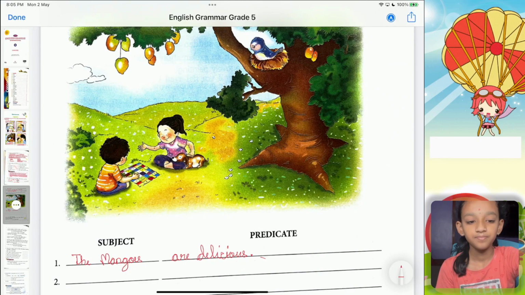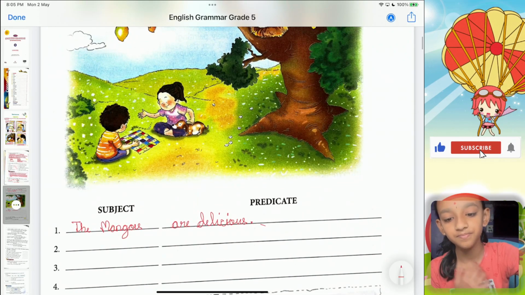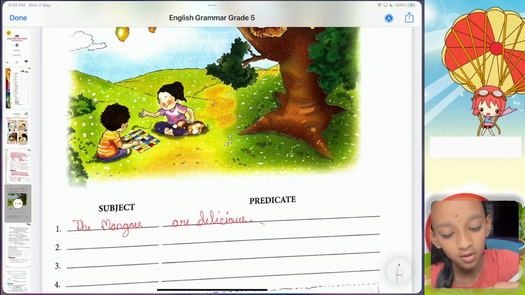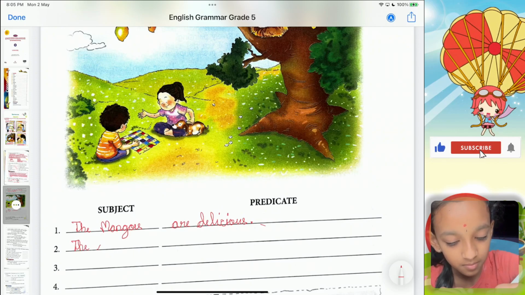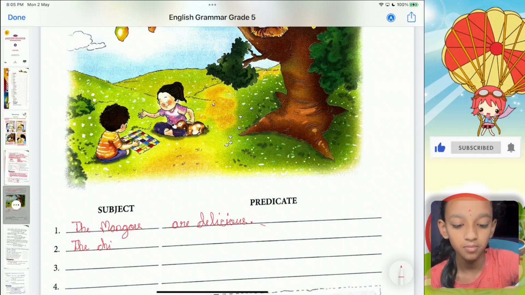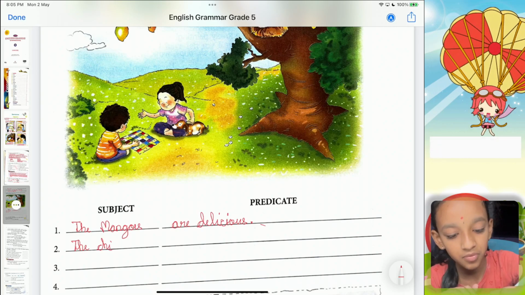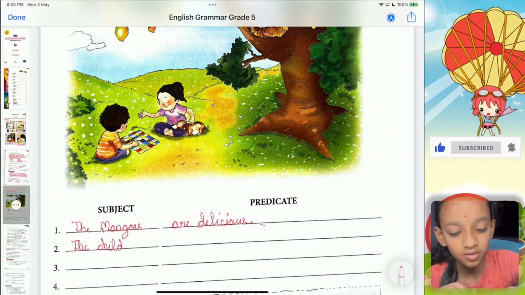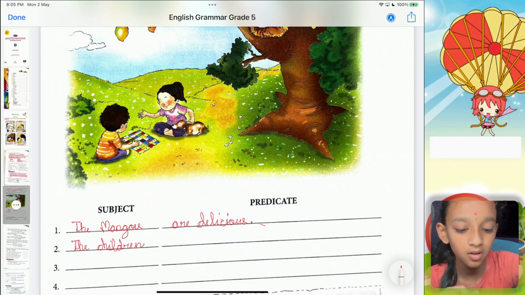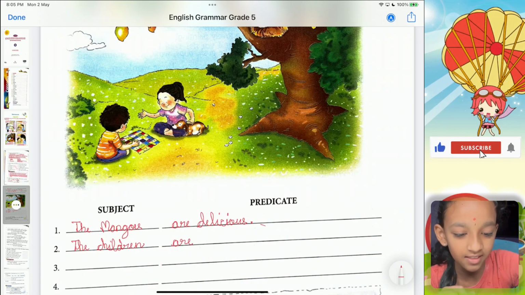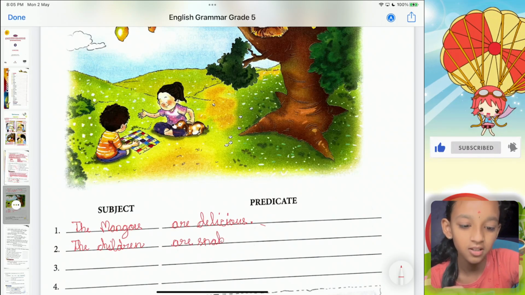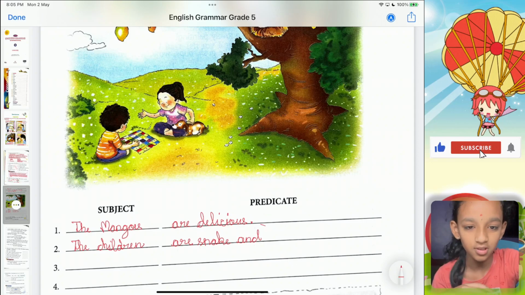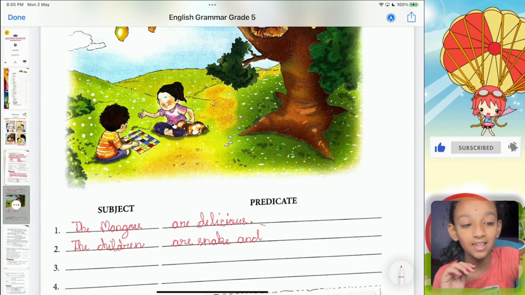Okay, the next example. The children are playing Ludo. The children becomes the subject. Playing Ludo becomes the predicate. Snake and ladder. So I'm going to write snake and. You're missing the verb. Where is the verb? The children are playing.